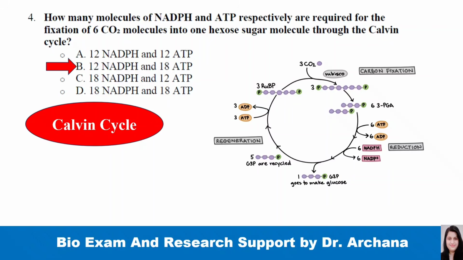Now, the fourth question is based on the Calvin cycle, and I hope you all have studied it. It is asking how many molecules of NADPH and ATP respectively are required for the fixation of 6 molecules of CO2 into 1 hexose molecule through the Calvin cycle, and the answer will be 12 NADPH and 18 ATP. For 1 molecule of CO2, the cycle requires 3 ATP and 2 NADPH. So for 6 molecules, you have to multiply by 6, and it will be 18 ATPs and 12 NADPH. So the correct answer will be B.